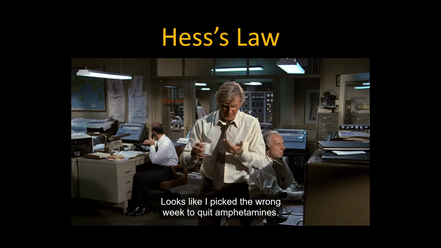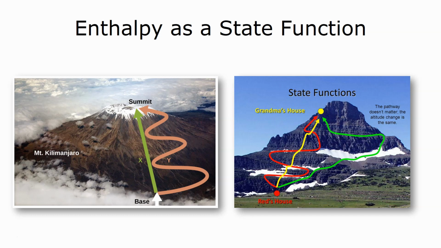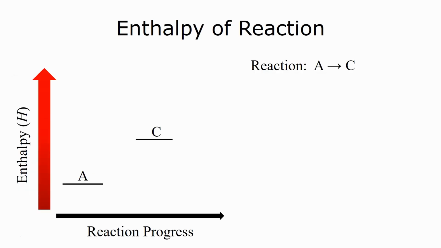In this video, we'll be discussing Hess's law. Now, in order to understand how we use Hess's law, we have to understand that enthalpy is a state function. So when it comes to state functions, it doesn't matter what pathway you take, only where you begin and where you end. To demonstrate this, let's look at a generic reaction of going from reactant A to product C.